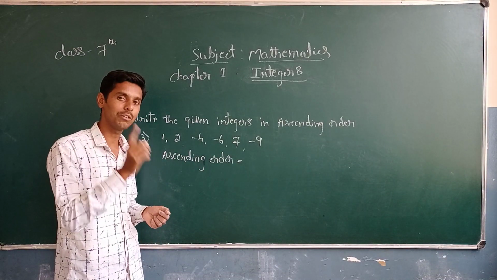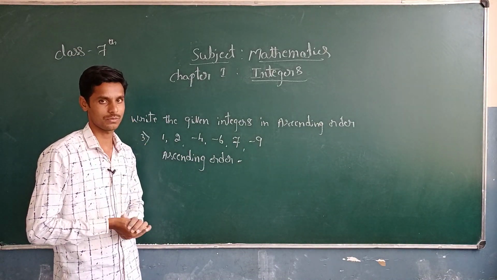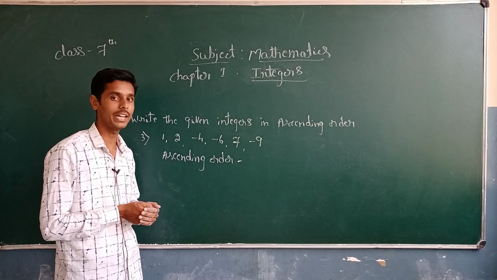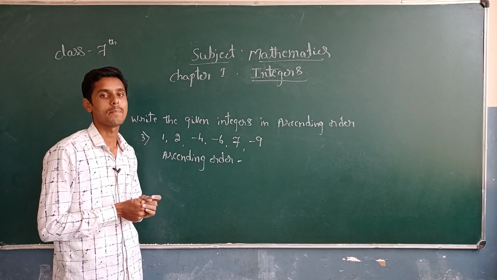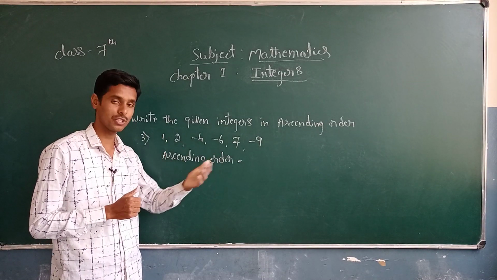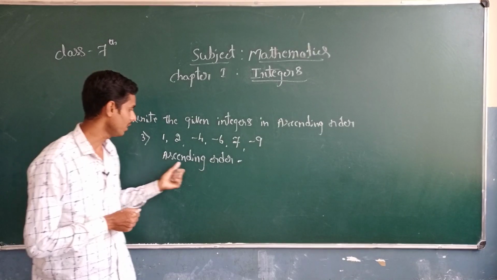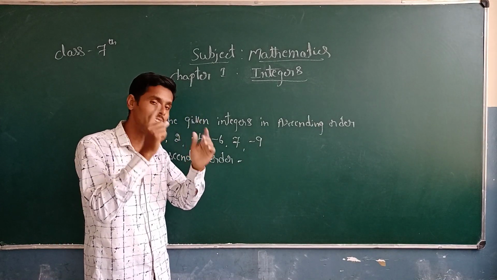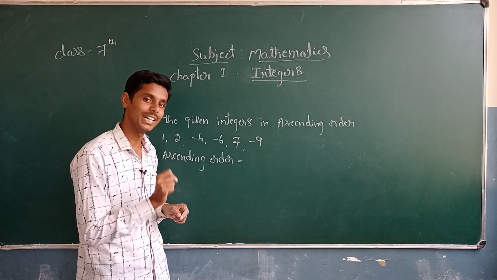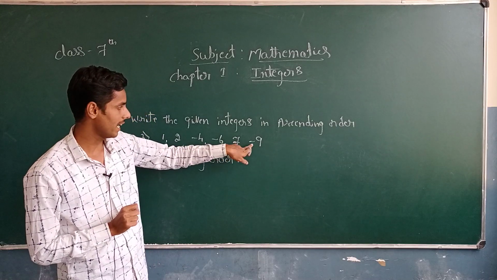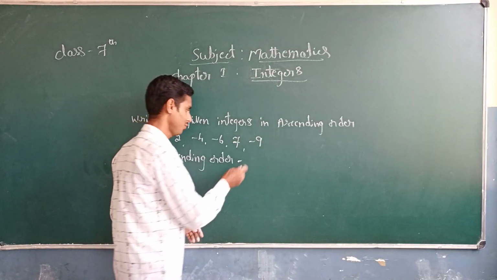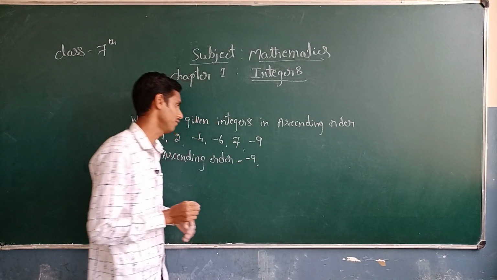First, you have to write the negative values. Keep in your mind, for ascending order, first you have to write the negative numbers, because the negative numbers' values are very small compared to positive numbers, right? So ascending order means first you write the negative numbers. In those, we have to search for the smaller number. Minus 9 is smaller than all other negative values. So therefore, minus 9 we will write first.